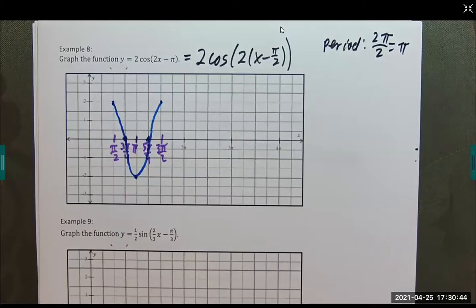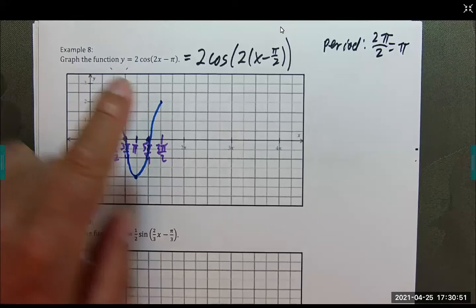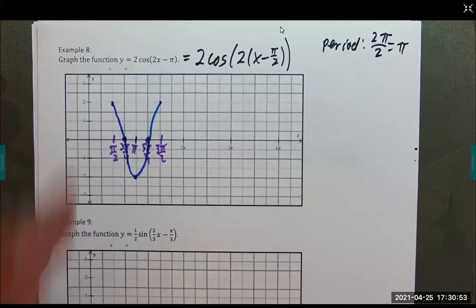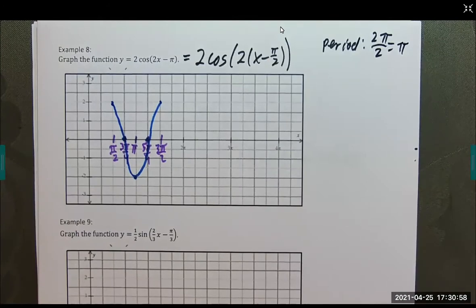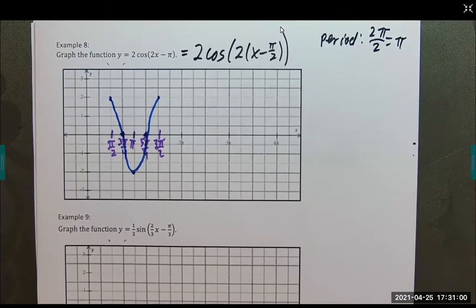There's our graph. You can see it's been compressed and it's been moved. Normally we would start over here, but because of the phase shift, all the x values are moved to the right because it's minus. All right, let's do another one.